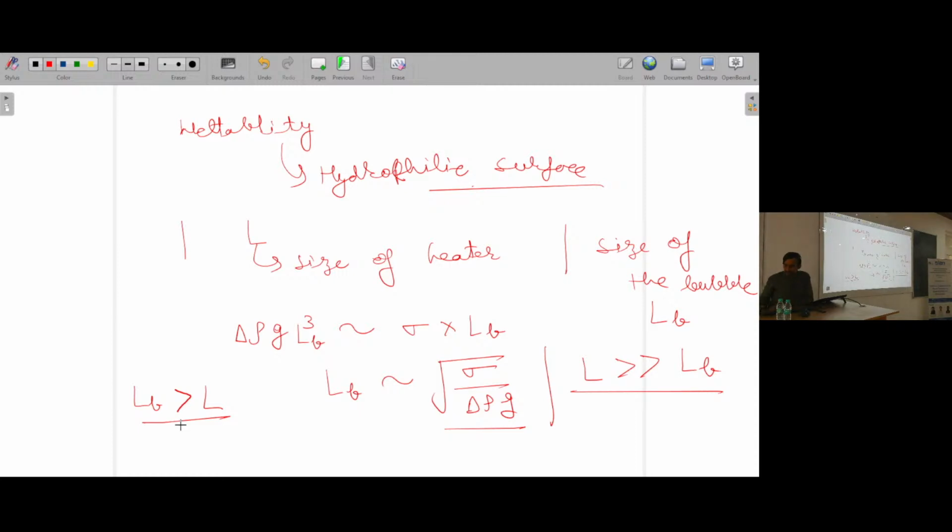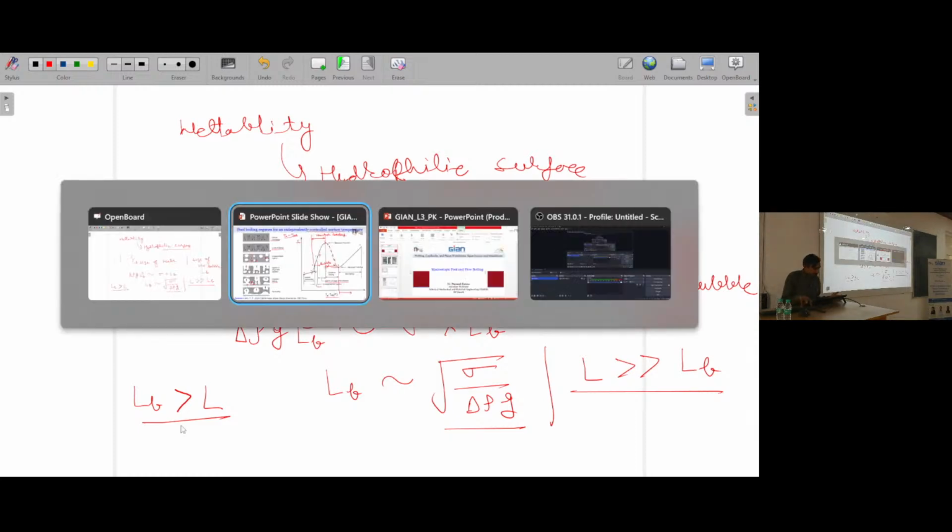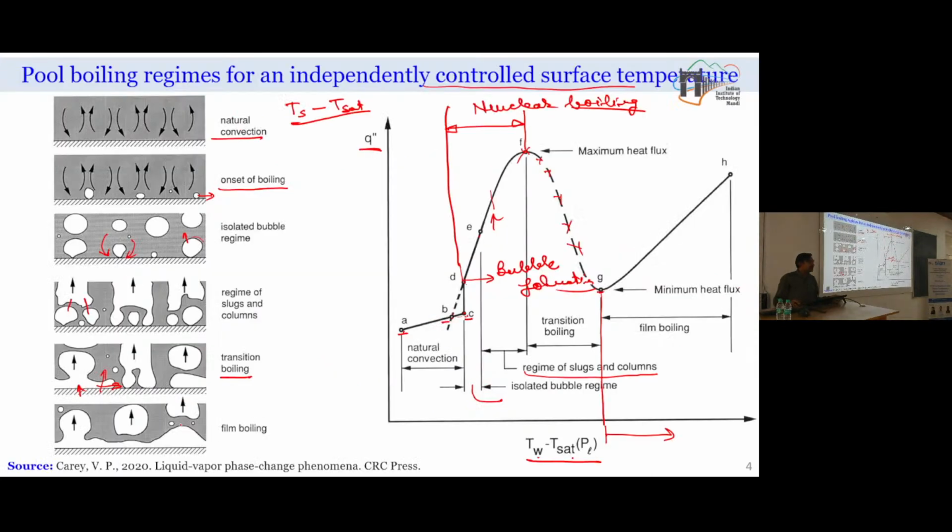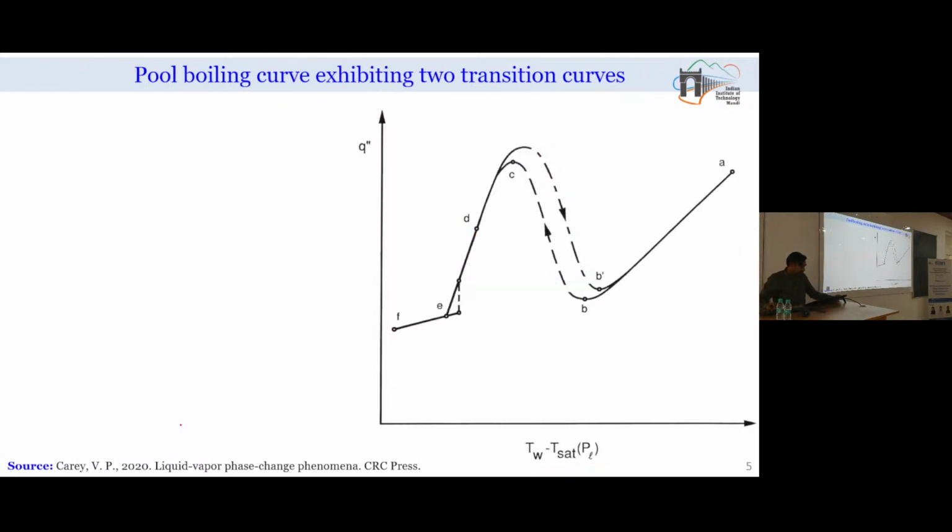So the conventional boiling curve which we study in all our undergraduate courses is defined for wettable surfaces which have good hydrophilic characteristics, and the second important point is that the length scale of the heating surface is significantly larger in comparison to the length scale of the bubble.